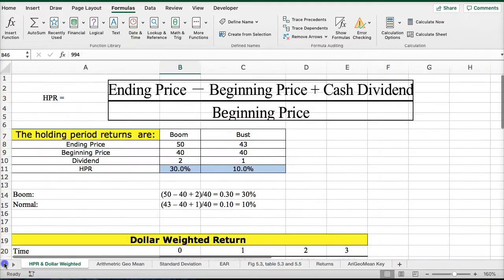Okay, so that's the whole spreadsheet. Basically what I'm doing here is, again, summarizing some of the main points of the chapter and then utilizing Excel to show you how to do the calculations for the material in the chapter.